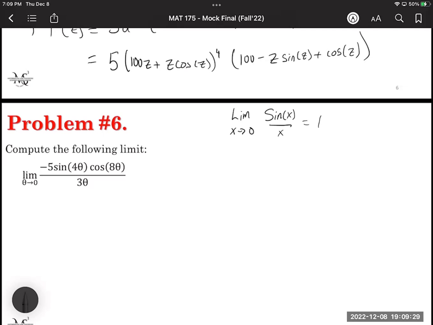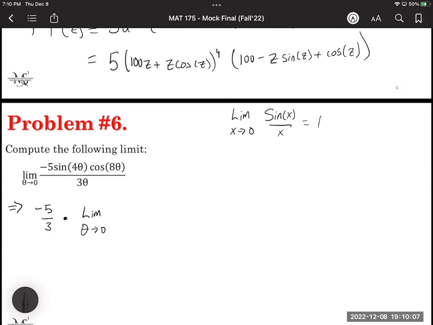The 3, that's right. So what you're going to have is -5 over 3 removed times the limit as theta approaches 0 of, now here we have to be careful. The way you read this is sine of 4 theta times cosine of 8 theta divided by theta. That's what's remaining. So the theta in the denominator divides into sine or cosine, but not both. It's one or the other. Since I have to use my special limit, theta has to divide into sine.